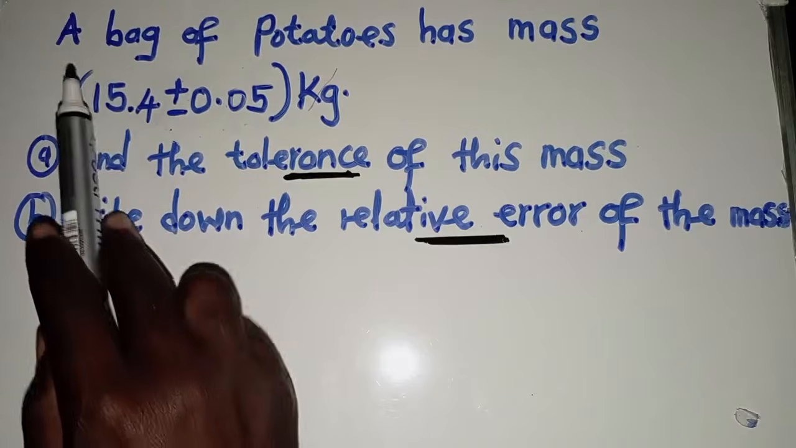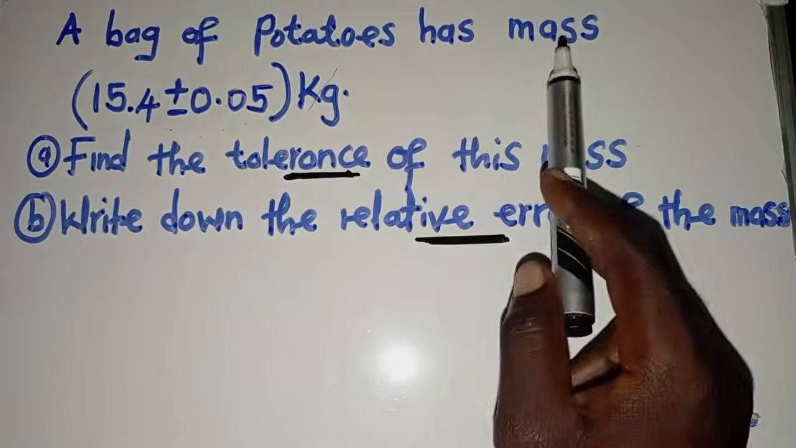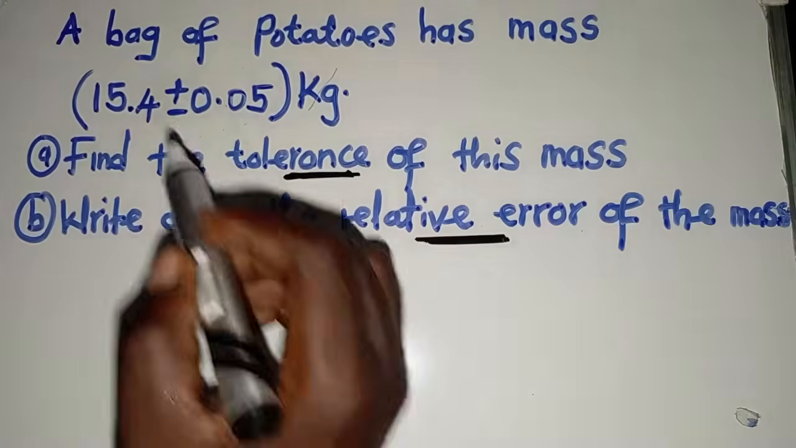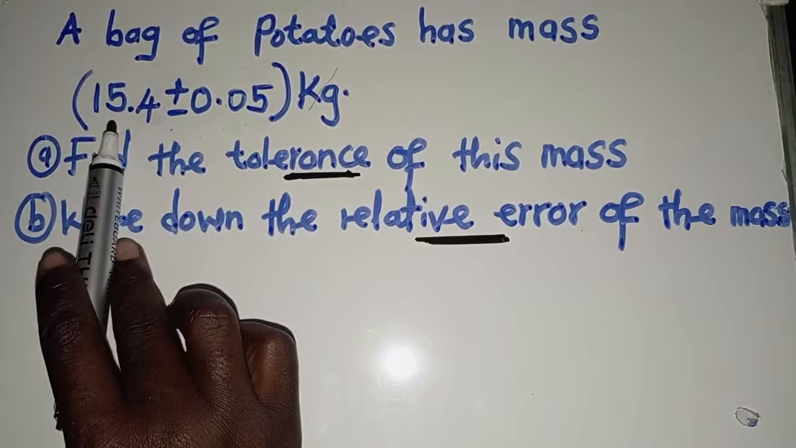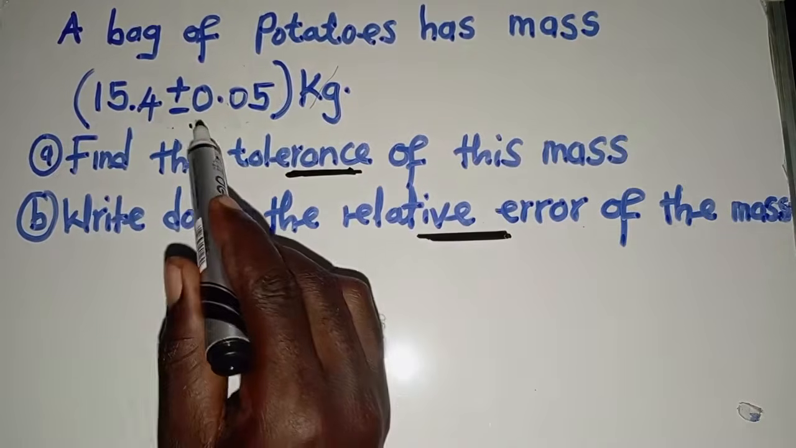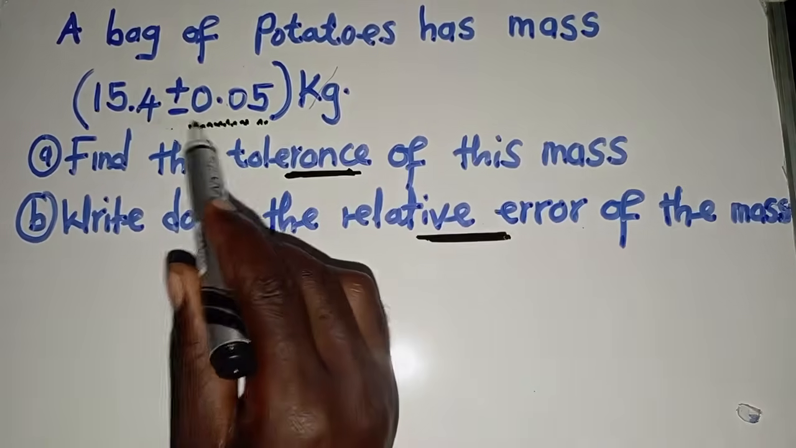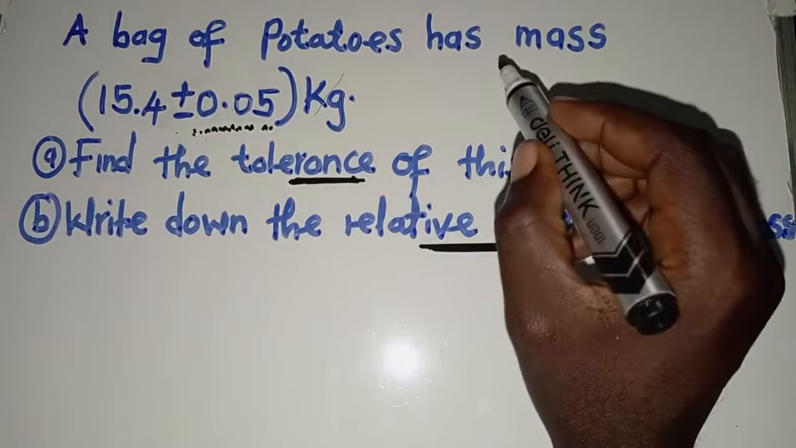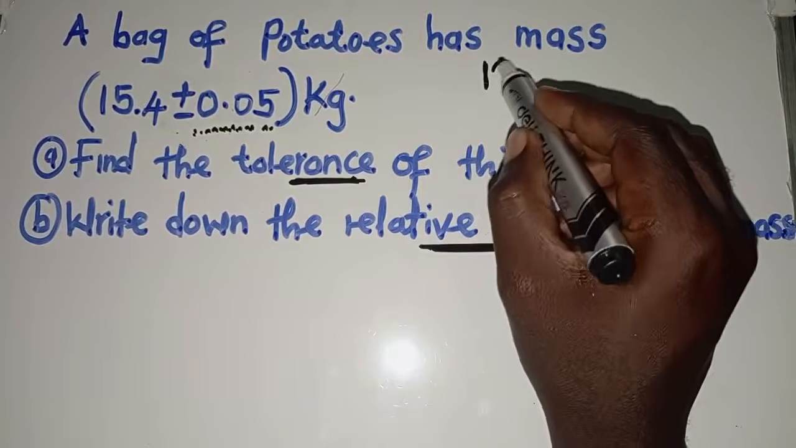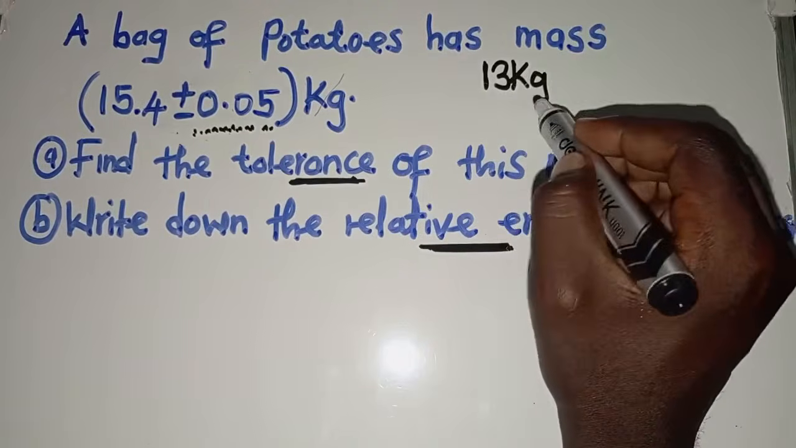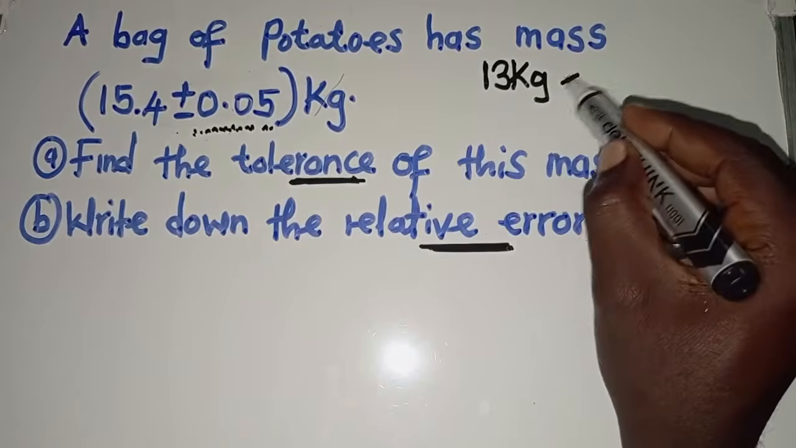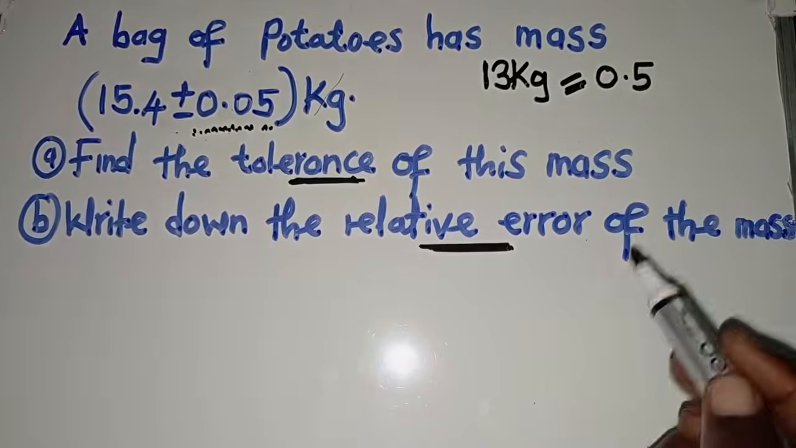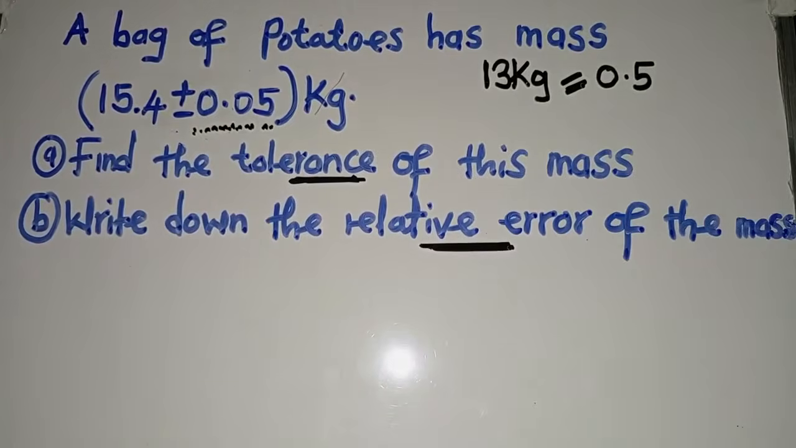So the question is saying, a bag of potatoes has mass. This is the mass. This is an exam question. So I want you to understand that we are given this number that is here. This one that you are able to see here, this is the absolute error. Because I remember telling you that if you are having a number like 13, let's say 13 kg, then you are taught to find the absolute error. The absolute error is 0.5. This is how you get to find the absolute error.